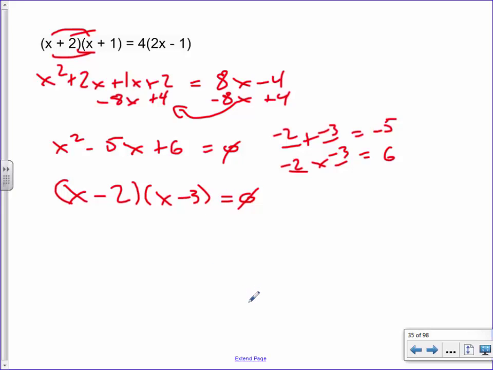Then the last step here, the only way that numbers can multiply to equal 0 is if individually one of them was 0. So how do you make this thing right here equal 0? Yeah, 2. How do you make this thing equal to 0?